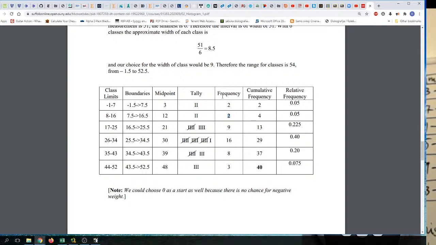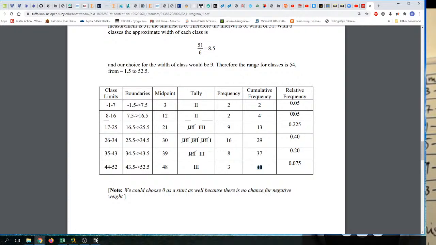I have cumulative frequency. This is 2. This 4 is this first 2. This 13 is this first 3 here. 29 is all of these 4 guys, and you can simply add 13 plus 16 because 13 is these 3 guys. And the next one, 37, is all of these 5, and the next one is 40, all of the 6. And relative frequency, what do you have?